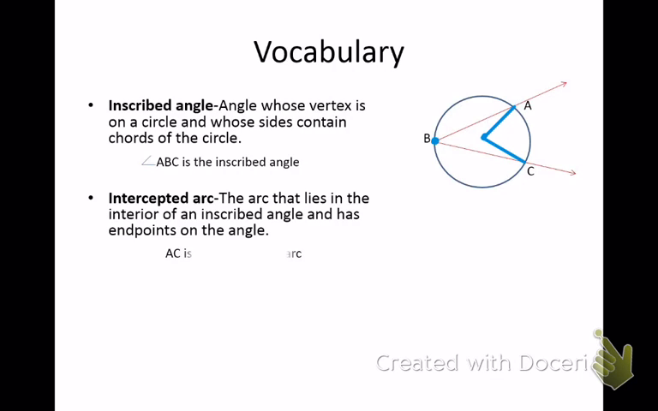Now you see the definition of an intercepted arc. It's the arc that lies inside of an inscribed angle. And you can kind of think about it as an arc that sits inside of a central angle also. But at any rate, arc AC, that's what got cut off here, is an intercepted arc.